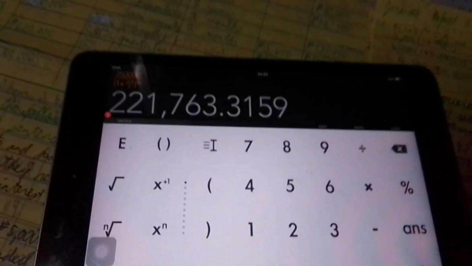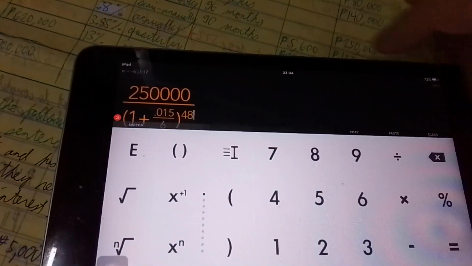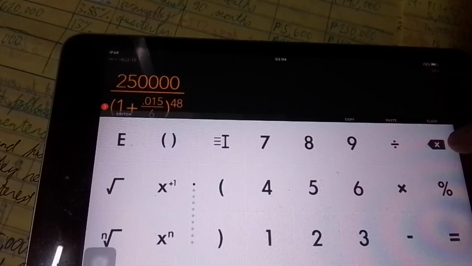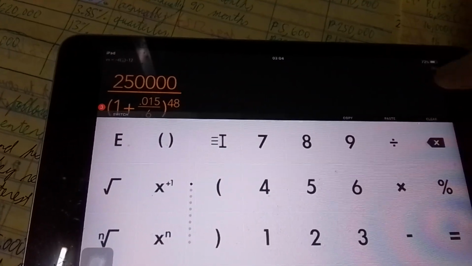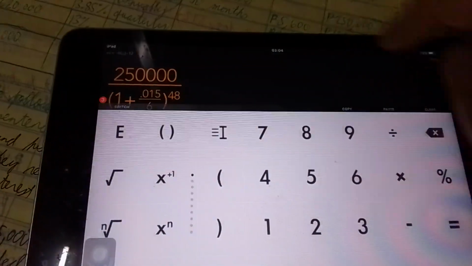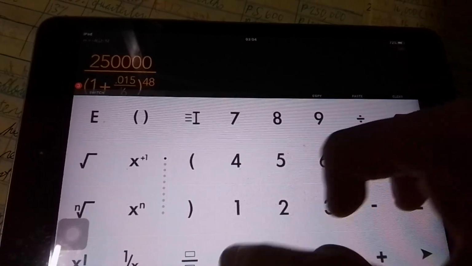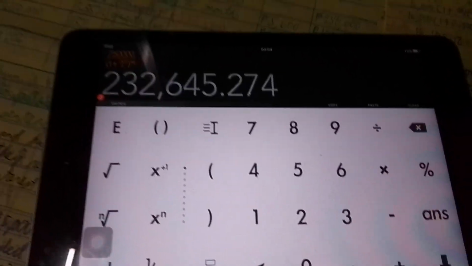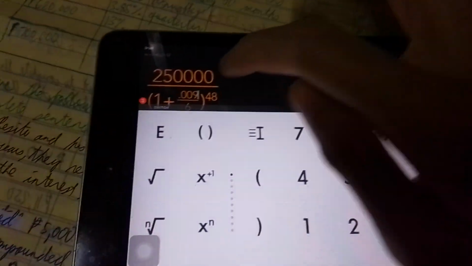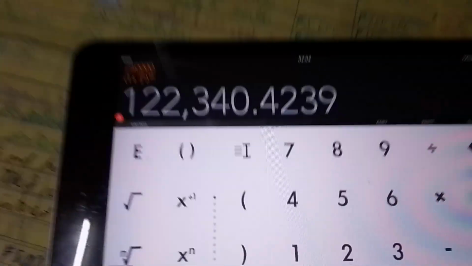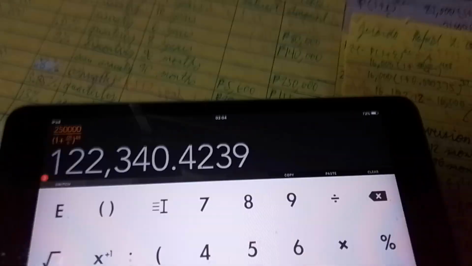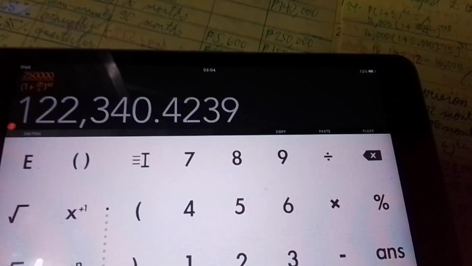And you should come up with the same answer din. That's the answer that you're supposed to get. Gets? Yun lang. And that's it.